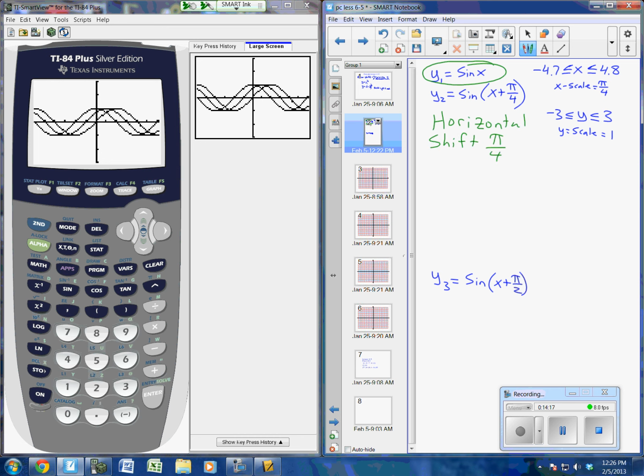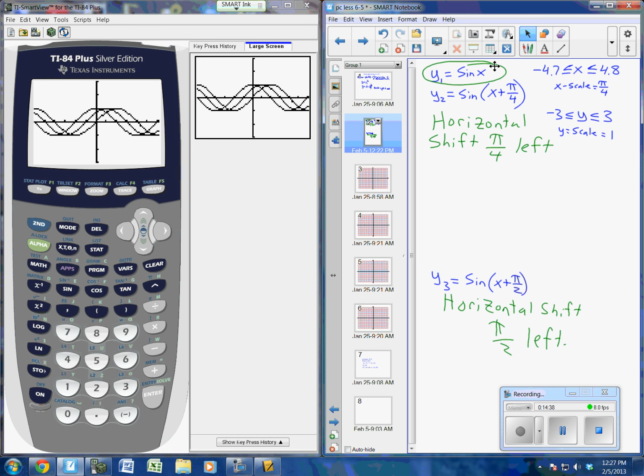Pi fourths left. And this one was a horizontal shift, right? Pi halves left. Okay?